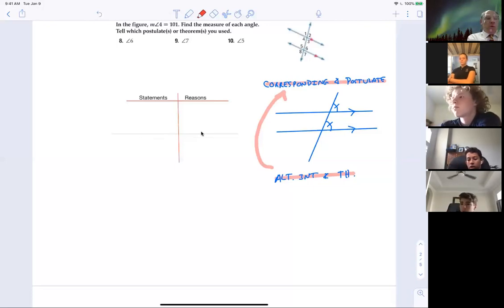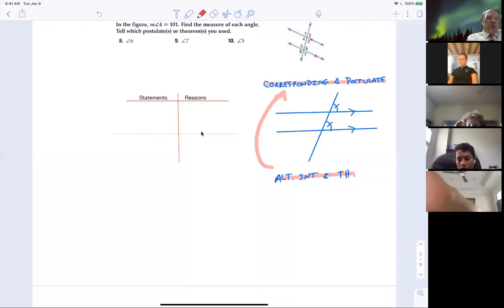All right. We can't prove the corresponding angle postulate, but we're going to use it to prove the alternate interior angle theorem. All right, so that's what we're going to do right now.